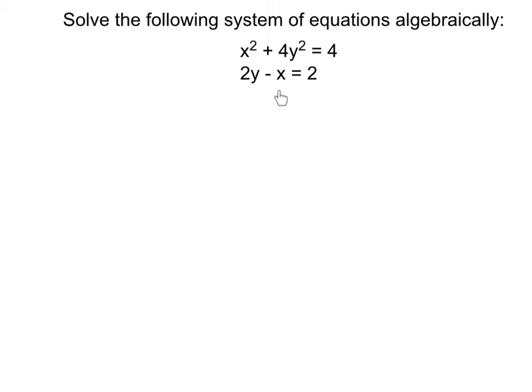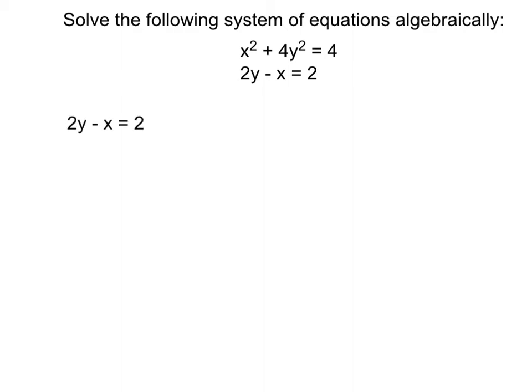If you look at the second equation, this x right here is actually going to be the easiest thing to get by itself. The y has a 2 in front of it, so you may wind up with fractions if you try to get y by itself. So x is actually, even though it takes 2 steps to get it by itself, going to be the faster thing to do. All right, so let's start with that equation.